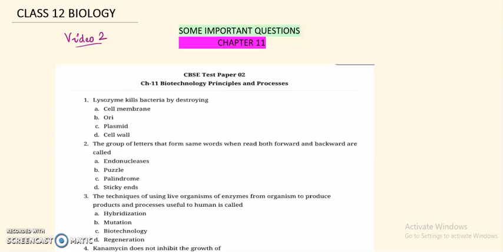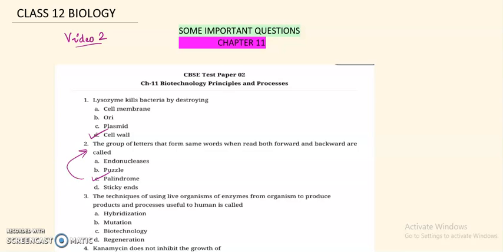Now question number 1 is asking: lysozymes kill bacteria by destroying... So of course they act on the cell wall. The group of letters that form the same words when read both forward and backward direction, this is palindrome. So if a question comes on palindrome, you may write: the group of letters that form the same words when read both forward and backward. So this is the definition of palindrome.